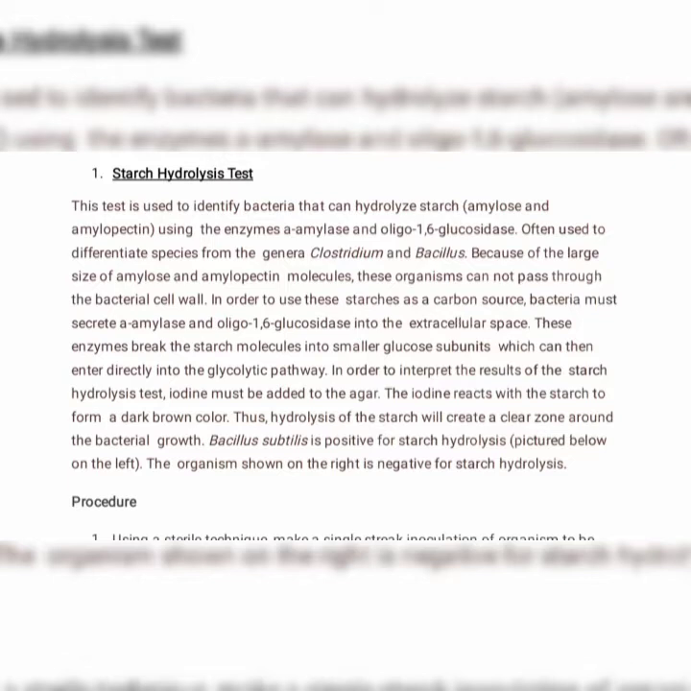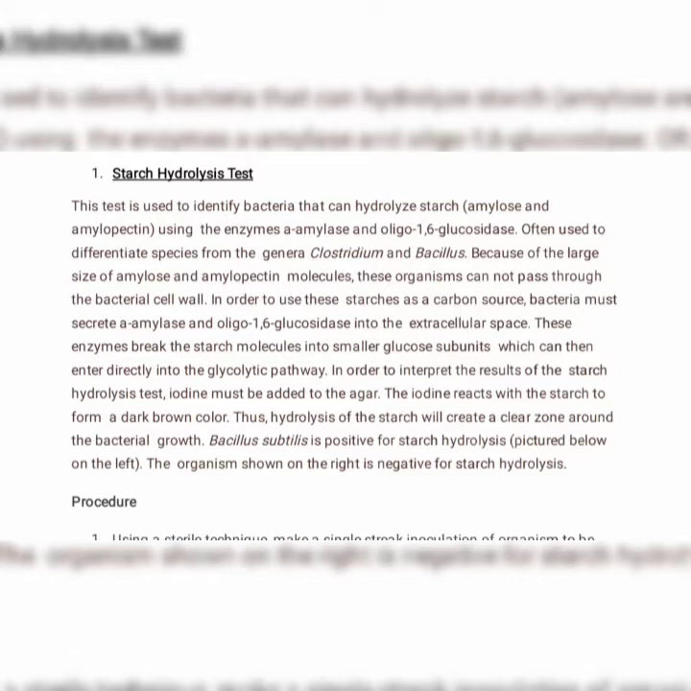So, what is starch? Starch is a complex carbohydrate, a complex polysaccharide which cannot be directly used by the bacteria because it's a large molecule. It cannot cross the cell wall of bacteria, so it must first be broken down into glucose and galactose by some enzymes which are specifically released by some bacteria.